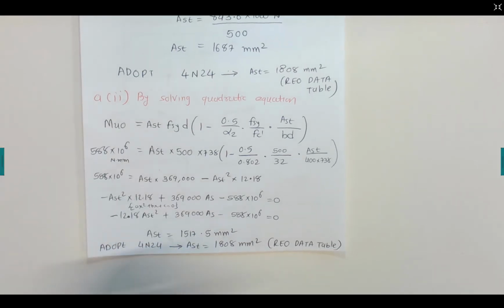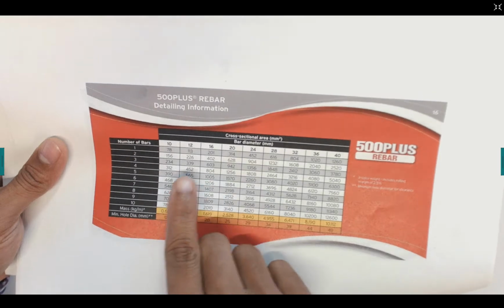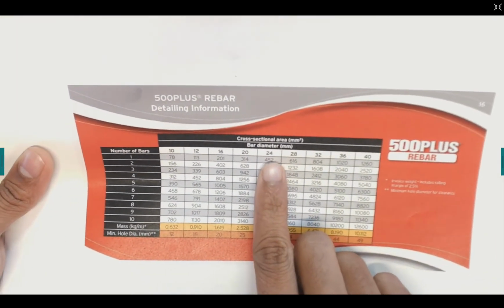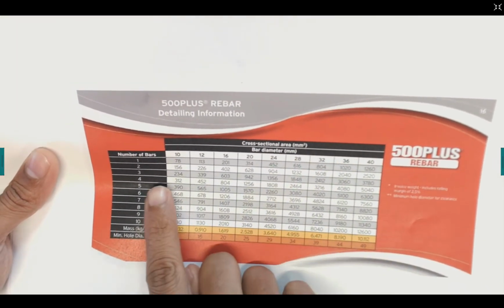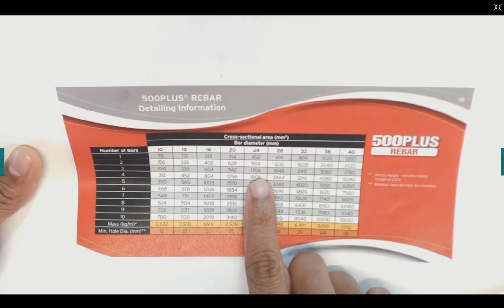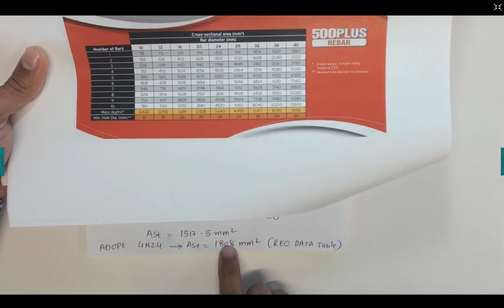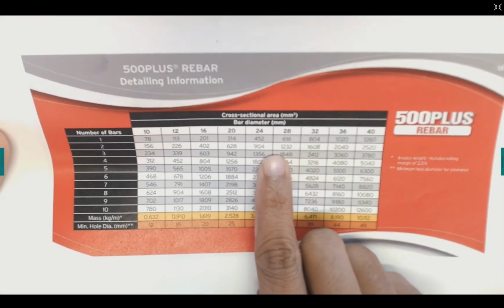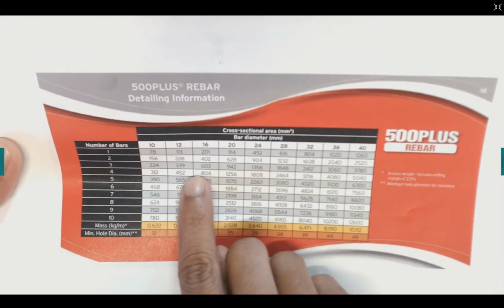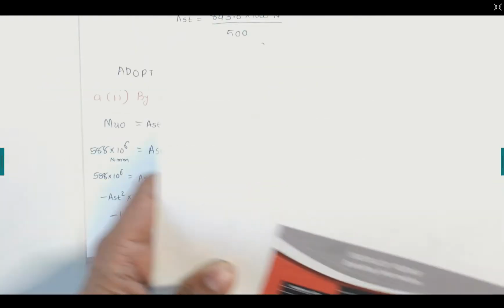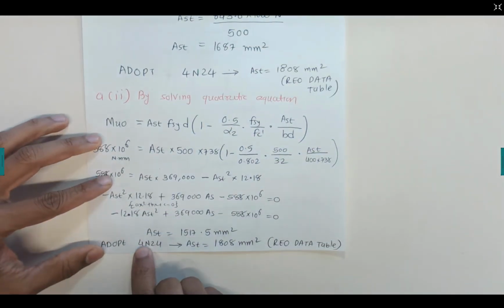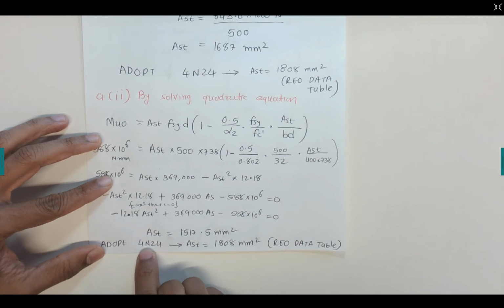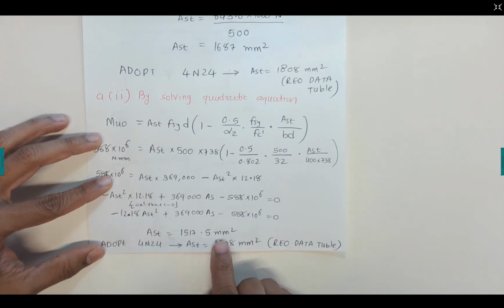Again, we can use these Rio tables, where we assume the N24 bars, and in the N24 bars we have 4 bars, and we just need to take more than 1517. So if you go back here, 1517, which is 1808, and we can add up 4 bars. So we can use 4 bars of 24 diameter N bars. Actual area is 1808 millimeters squared, that is taken from these tables.